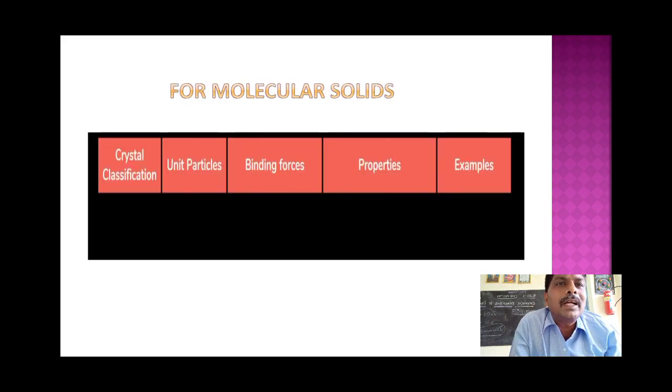So for molecular solids, children, I already explained the 4 types of solids. Try to recollect what I explained now. For molecular solids, try to fill this table. What is the crystal classification? What type of unit particles are there in molecular solids? What is the binding force? What are the properties, such as conductivity, softness, melting point? And then examples.